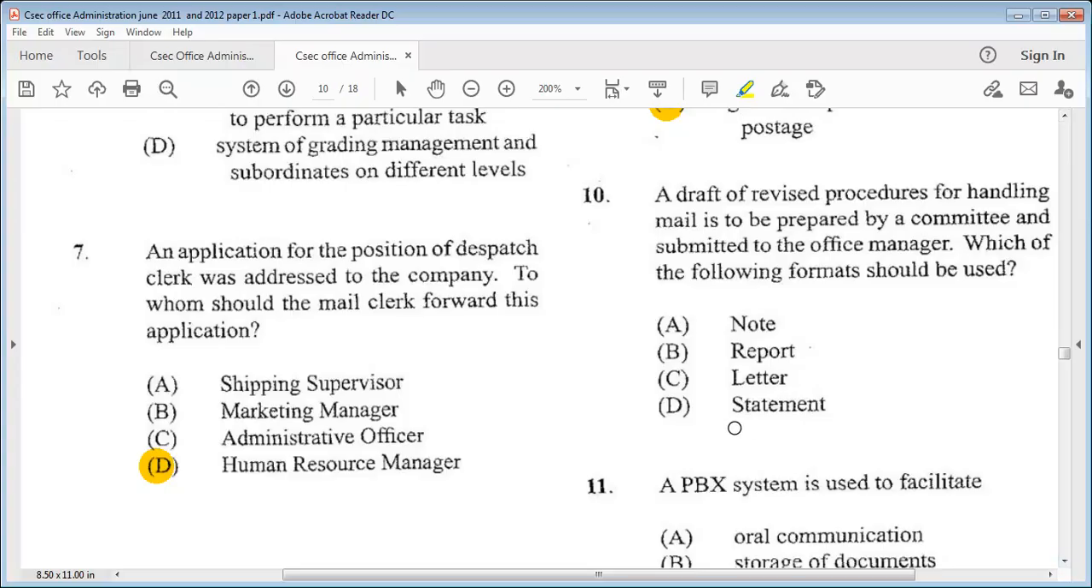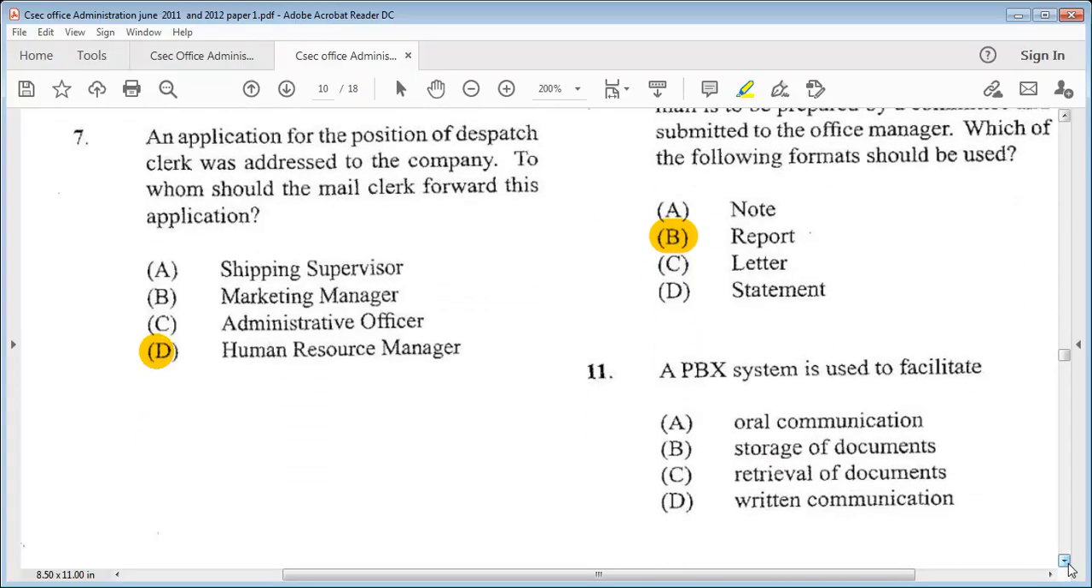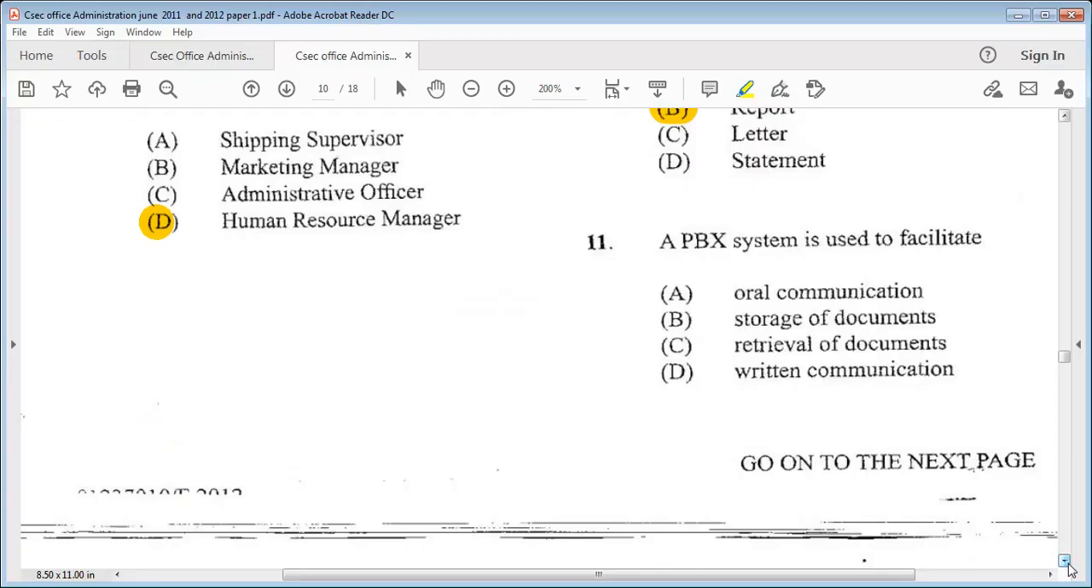Our answer would be a report. A draft, a report. Let's go on to question 11. It says, a PBX system is used to facilitate A. Oral communication, B. Storage of documents, C. Retrieval of documents, or D. Written communication. Our answer would be A. Oral communication.